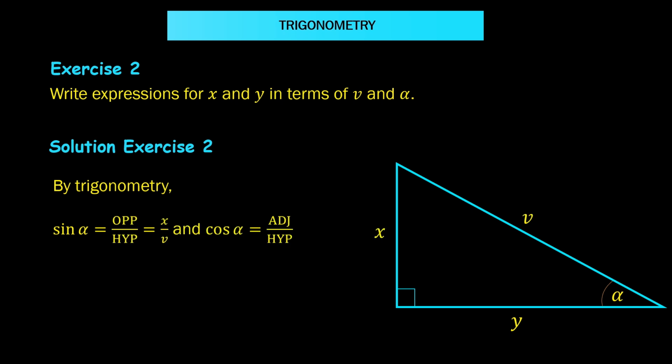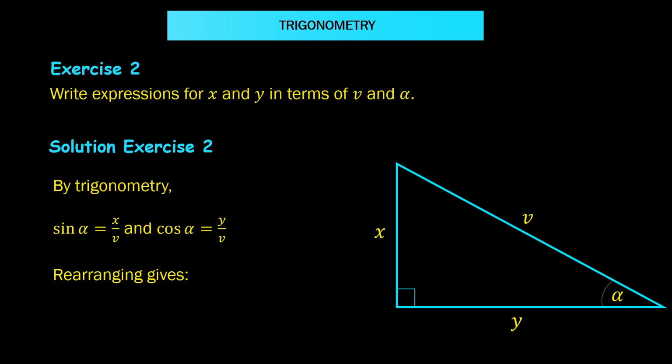We also know that cos alpha equals adjacent over hypotenuse, so we can plug those values in as well to give us adjacent, which is equal to y, divided by hypotenuse, which is equal to v. And so we have cos alpha equals y over v. We can rearrange this to give us x equals v sine alpha and y equals v cos alpha.